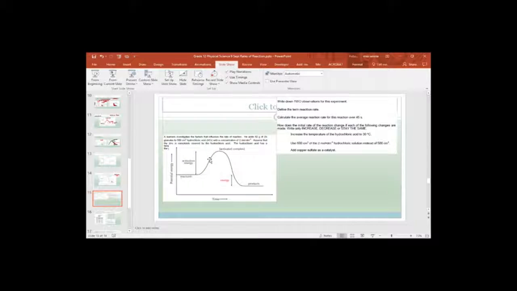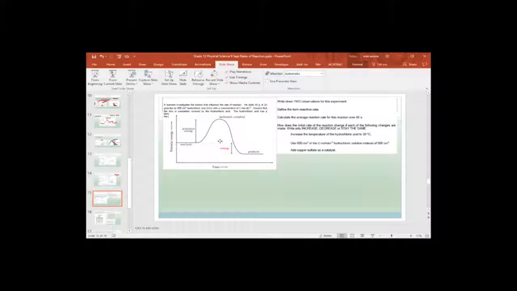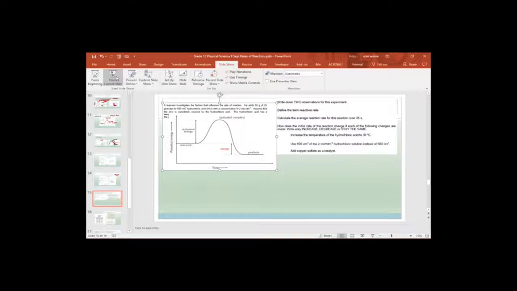What is going on here? Okay, for some reason the one picture is covered over the other one, and I don't know why that has happened. So we will carry on, but we won't do this question. Okay, so let's move on.